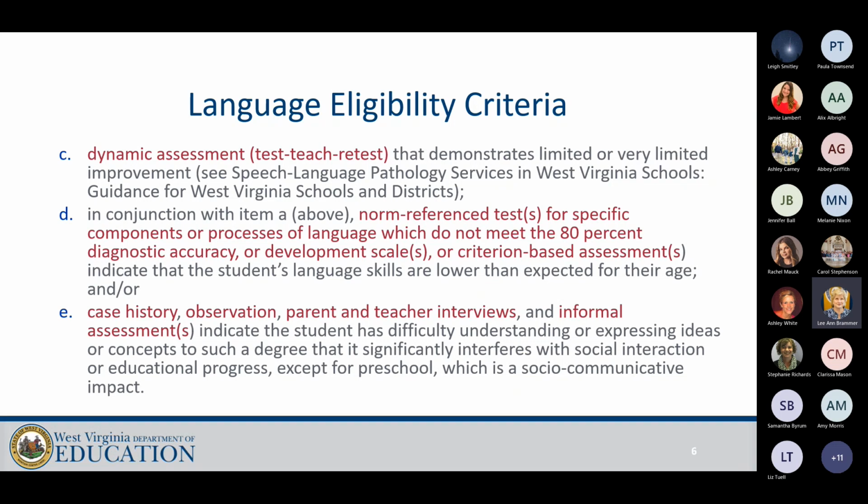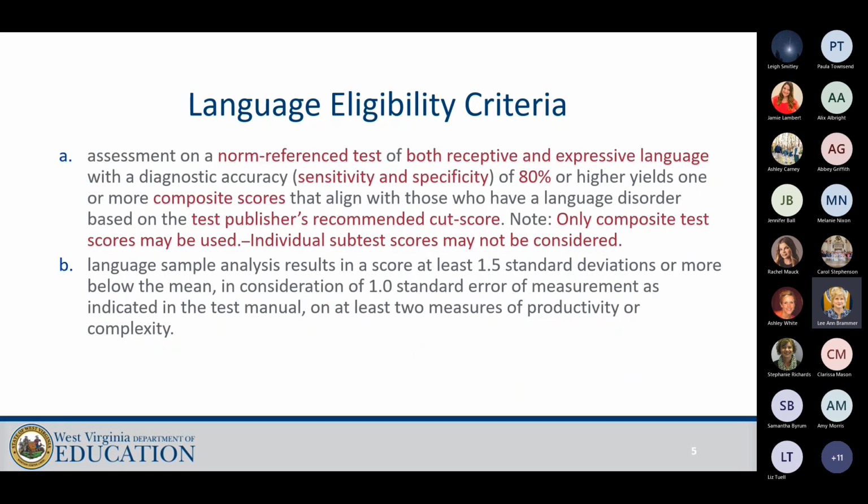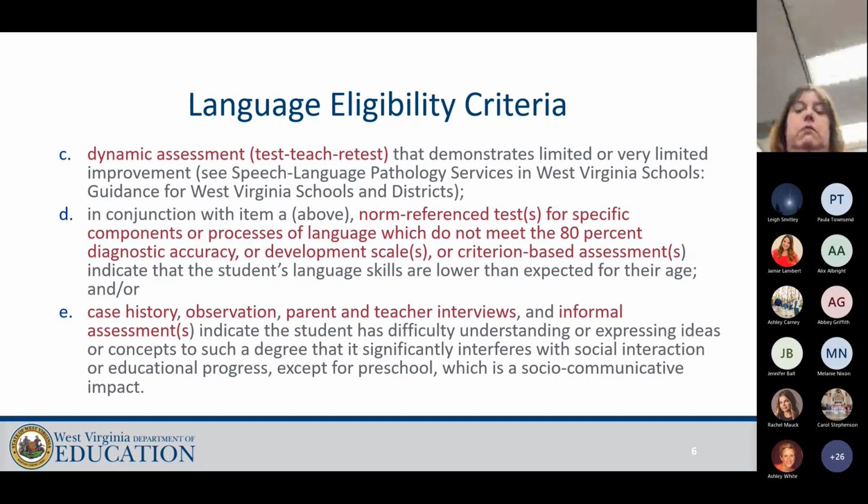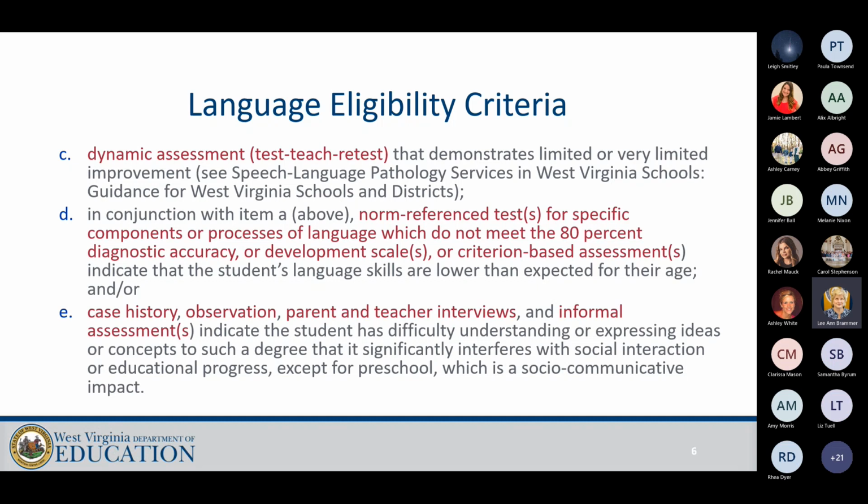D is a little tricky. Because we wanted the diagnostic accuracy that we listed in item A, the 80%, we understand that there are going to still be some tests in your test battery that don't meet that diagnostic accuracy criteria, but they can give you some really good information. It shouldn't be used solely. These tests should not be used solely as one test that you're going to be using for determining eligibility, but you can gather some really good information from those tests.